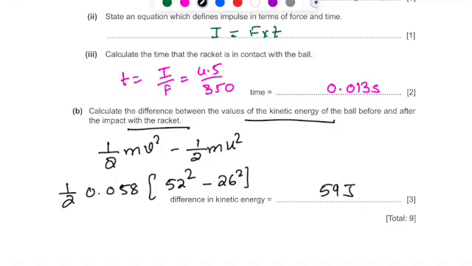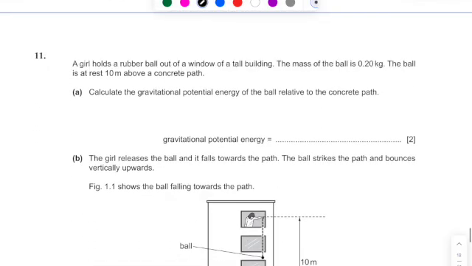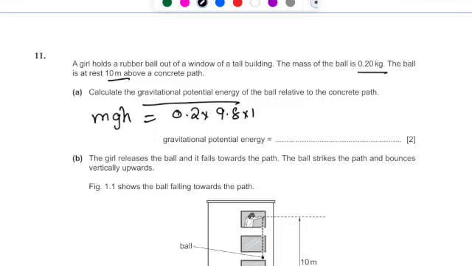Coming to question number 11. A girl holds a rubber ball out of a window of a tall building. The mass of the ball is 0.20 kg. The ball is at rest 10 meters above the concrete path. Calculate the gravitational potential energy. MGH: M is 0.2, 9.8 and 10. It's going to be 19.6 joules, but you should write it in two significant figures, 20 joules.